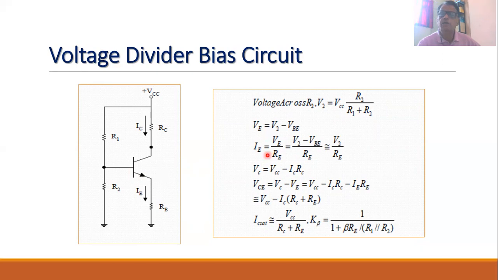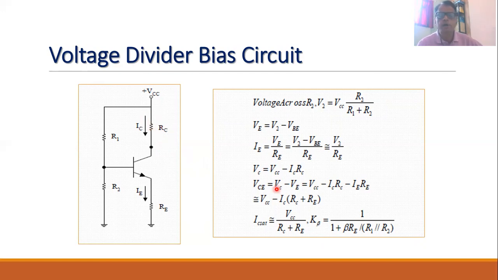From this we can calculate the emitter current IE, which is VE divided by RE, that is V2 minus VBE divided by RE. If we neglect VBE in comparison with V2, then the emitter current IE is V2 divided by RE. Also, the collector potential, that is the potential between collector and ground, is VCC minus IC into RC, because we need to subtract the drop across the resistance RC from VCC.